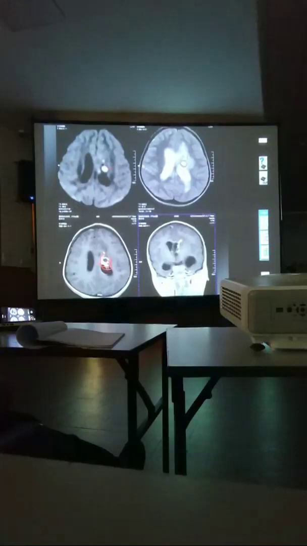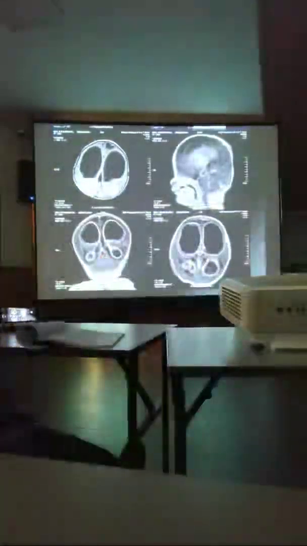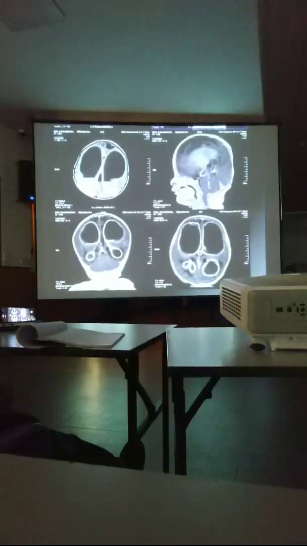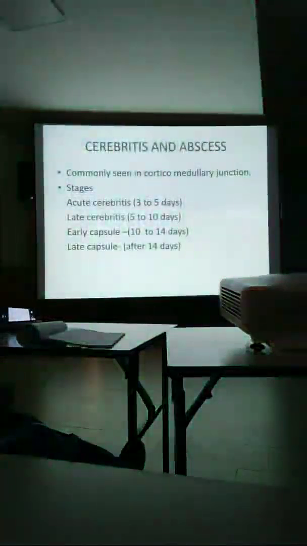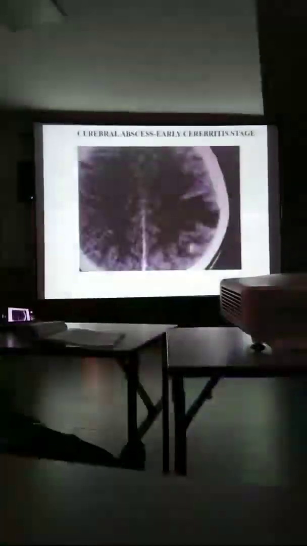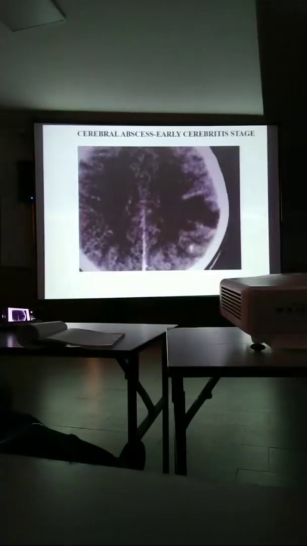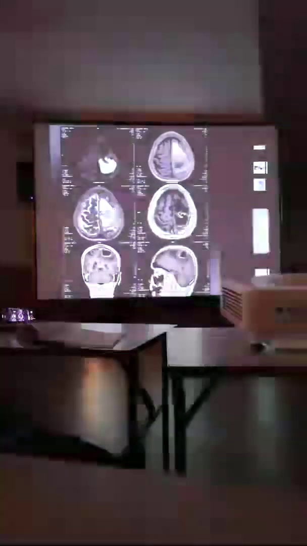And whenever it ruptures into the ventricular system, it will present as ventriculitis or ependymitis. You can see the full-blown manifestation of the ventriculitis, with sediment fluid level and hydrocephalus. This is very dangerous, where the patient needs immediate shunting. Coming to the abscess. Abscess has 4 stages: acute cerebritis, late cerebritis, early capsule, and late capsule. Acute cerebritis is very difficult to appreciate. It will only manifest as white matter edema.